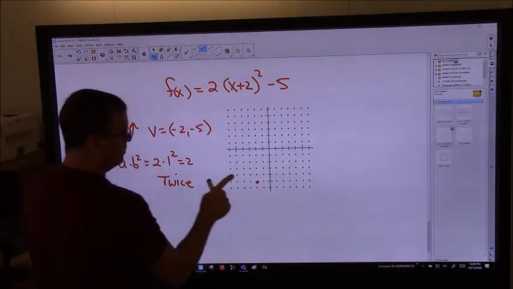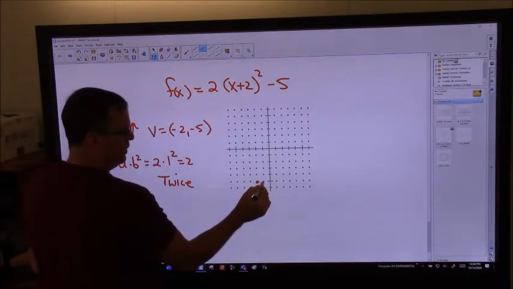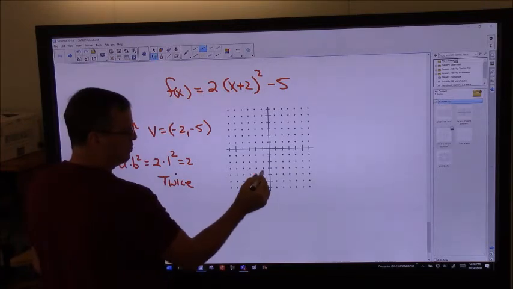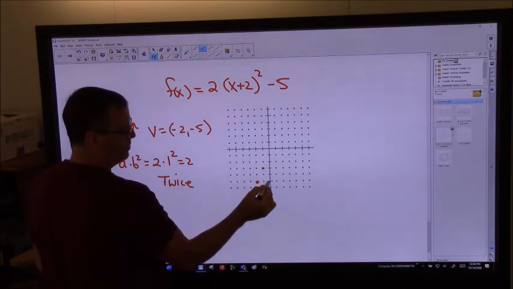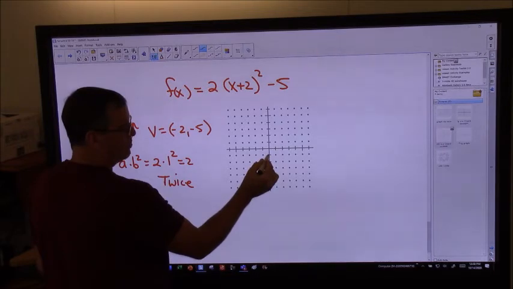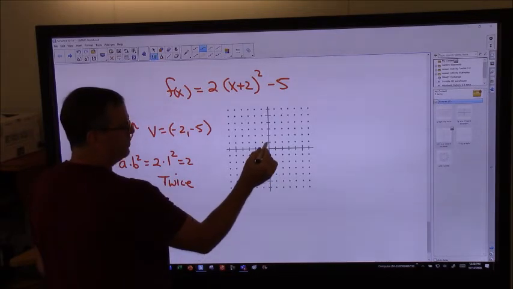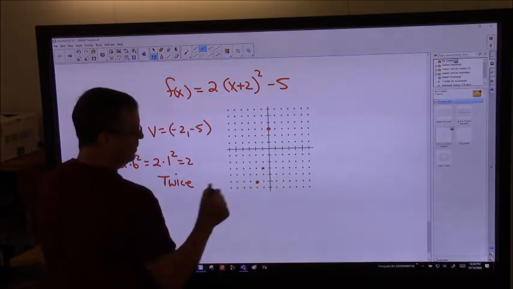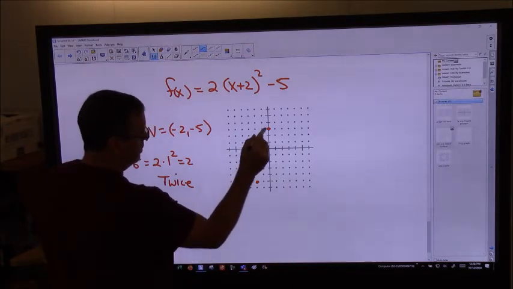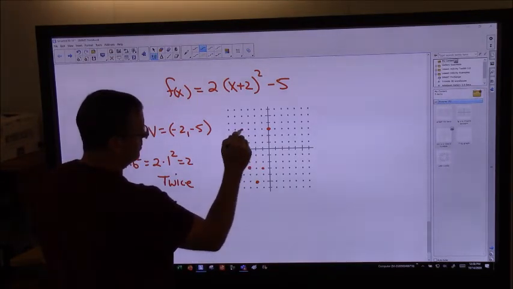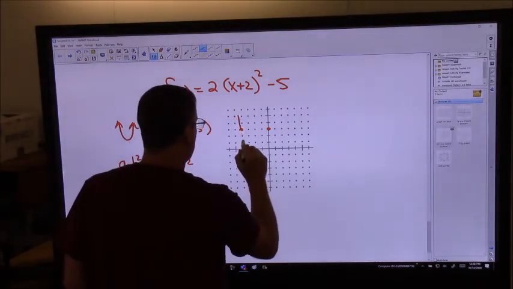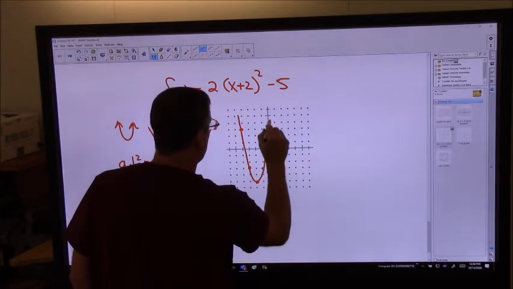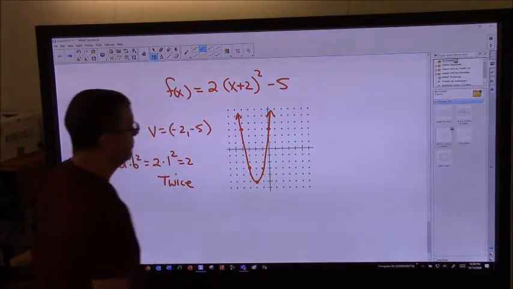All right, so vertex, negative 2 comma negative 5. Parabola opens up. So if I go 1 unit over, 1 squared is 1, but I need to go twice as far. If I go 2 units over, 2 squared is 4. 1, 2, 3, 4. But I need to go twice as far. So another 1, 2, 3, 4. And then I've got symmetry on the other side. And now I can draw the parabola. All right?